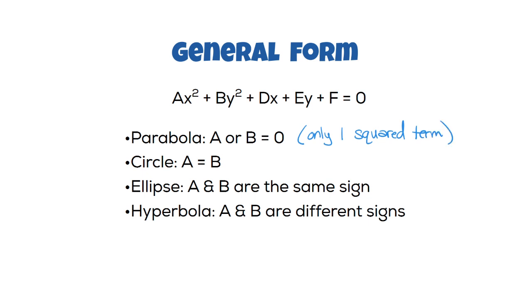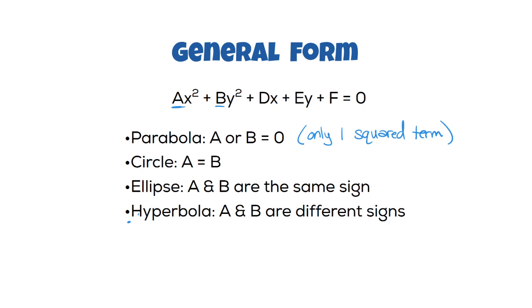Okie doke. Now, if it's going to be a circle, both of the squared terms are there, but the A and the B will be equivalent. Oftentimes, they're both 1, but they can be fancier than that. Maybe they're both 2 or 4 or something like that. An ellipse will have both the x squared and the y squared, and your A and your B are going to be the same sign, usually both positive.